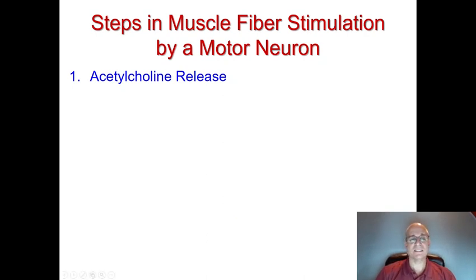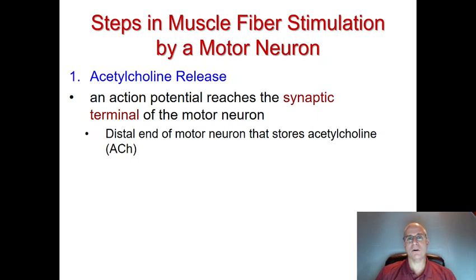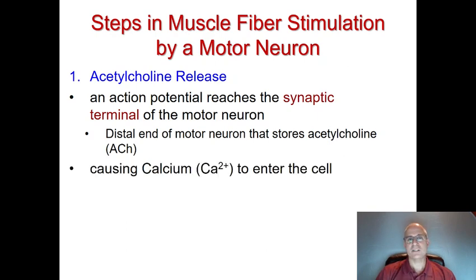So step number 1 is acetylcholine release. As our action potential reaches the synaptic terminal of our motor neuron, again, that synaptic terminal being the distal end of the motor neuron that stores acetylcholine, it's actually going to cause calcium ions to enter into the cell. Okay, so the action potential actually causes the calcium ions to go into our synaptic terminal.